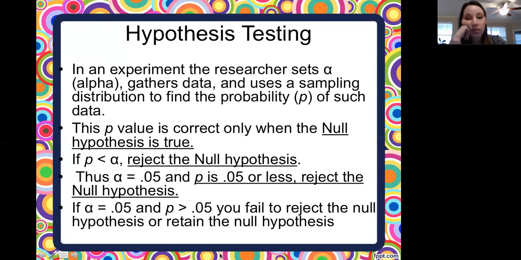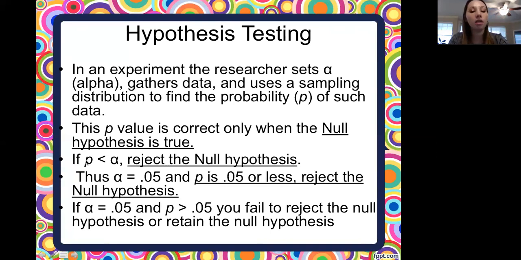In an experiment, the researcher sets an alpha level, gathers data, and uses a sampling distribution to find the probability of such data. This p-value is correct only when the null hypothesis is true. So basically what this is saying is we're always making claims about the null hypothesis, and the probability of obtaining whatever result we get is when the null hypothesis is true.